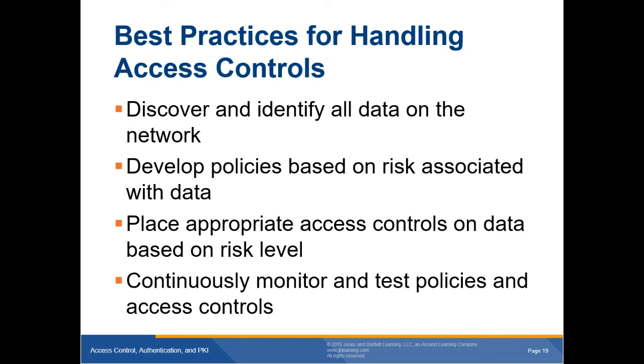For example, if an organization maintains credit card and social security information of its customers, the risk is high. To reduce this, we have our systems in place. Place appropriate access controls on data based on the risk level. For example, with software development files that we might have, continuous monitoring and testing of policies and access controls ensures that a loophole is not opened. Continuous testing is important.